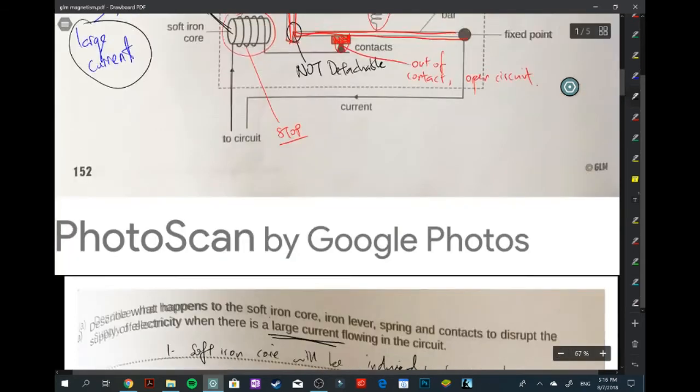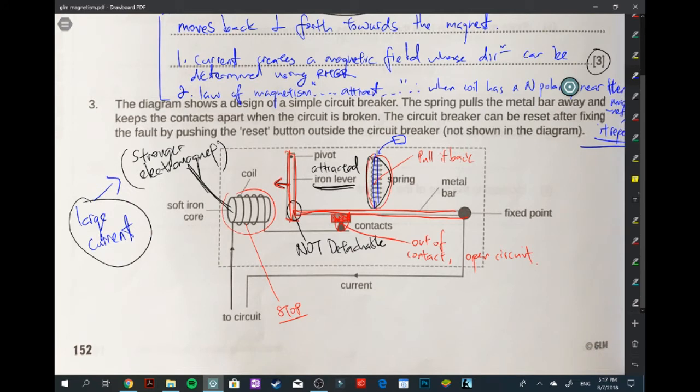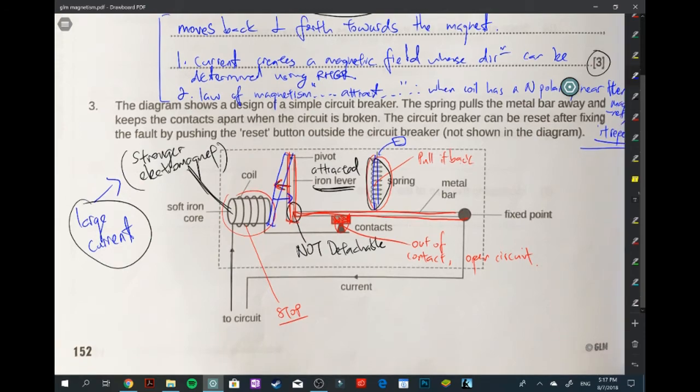Now every time we reset, we're actually resetting this spring, and when we pull the spring, the spring actually pulls this entire thing back. So I'm going to draw in blue. When we pull this thing, there must be a switch over here, right? So you go to your circuit breaker box, you pull that switch. What happens is that we are actually pulling this spring, and when we pull the spring, the iron lever that was attracted previously will move back to the right. And when it moves back to the right, the entire circuit will be working again.